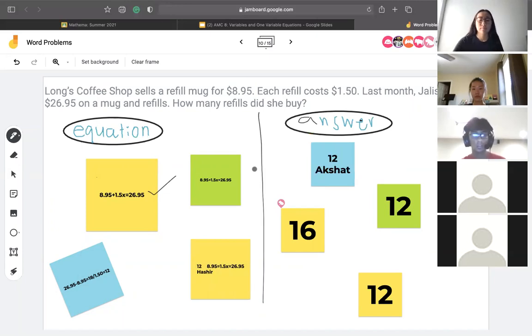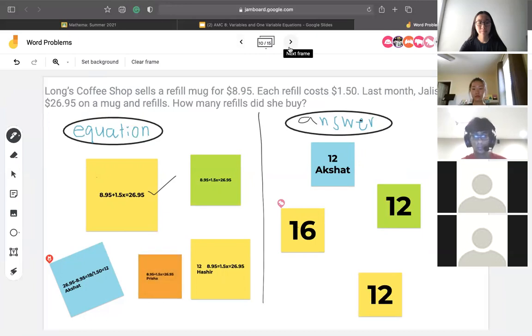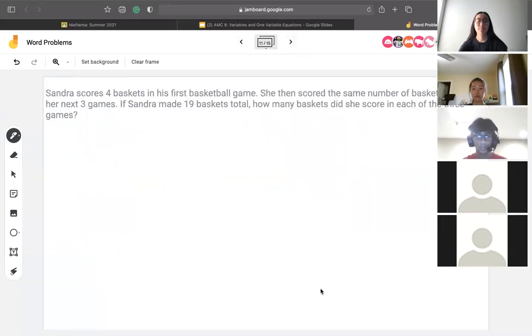And then to solve this, we'll subtract $8.95 from both sides, and we get 1.5x is equal to $18. And then x here is going to be equal to 12. $18 divided by 1.5 is going to be equal to 12. All right, so the answer is 12. Someone had a 16. So if you have any doubt, just ask your question, and if you don't and it was cleared, then we can move on to the next one.